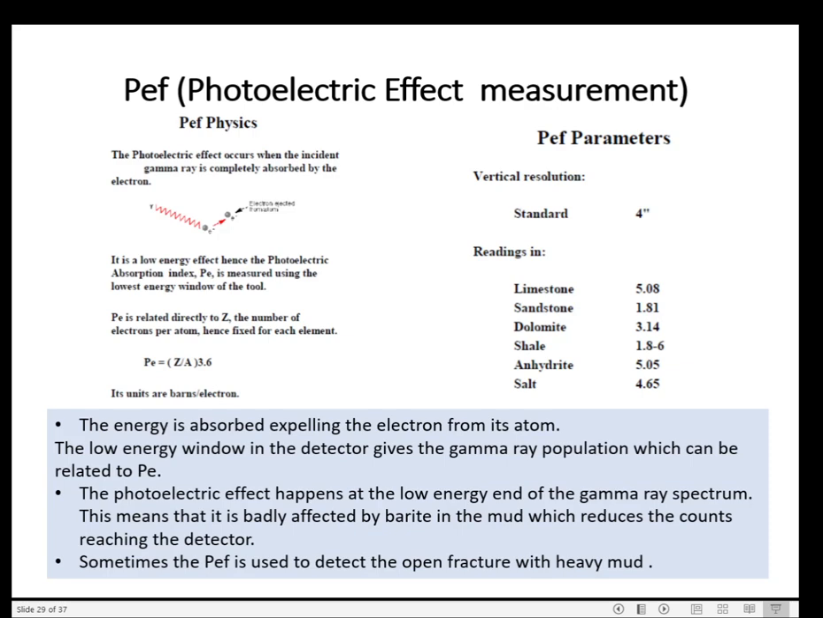You have to look at the mud content for the PEF. If the PEF has a very high value and there is barite in the mud, that means the PEF is very affected and useless. In this case, don't use it. It can be estimated using, for example, a neural network to estimate it from other logs as an estimation curve.